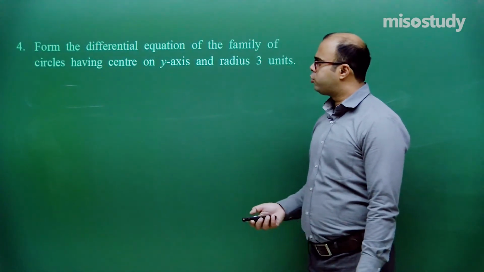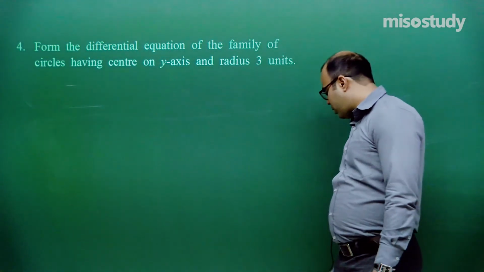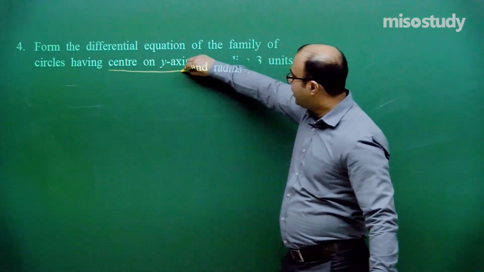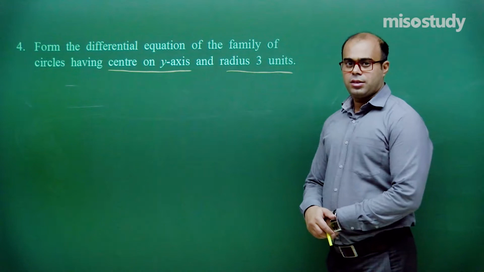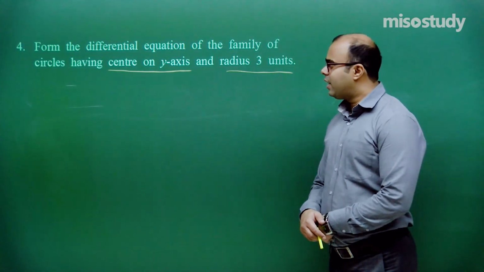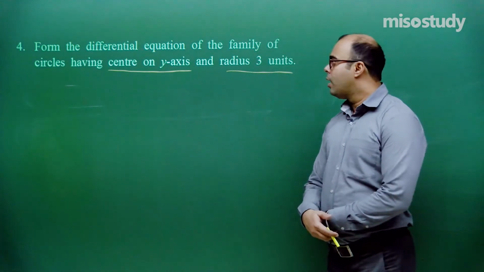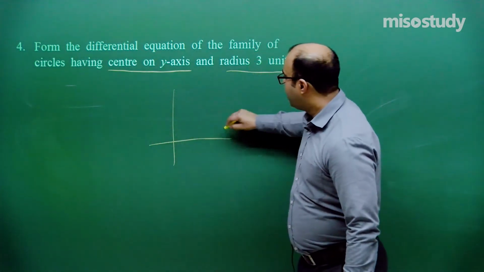Next question is also of 2 marks. It says form the differential equation of the family of circles having center on y axis and radius 3 units. So any circle which is having center on y axis means its center is 0 comma a, let us suppose, and radius is 3 units. So such circles would be a family of circles.